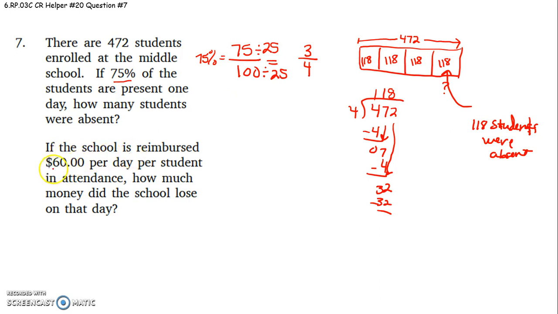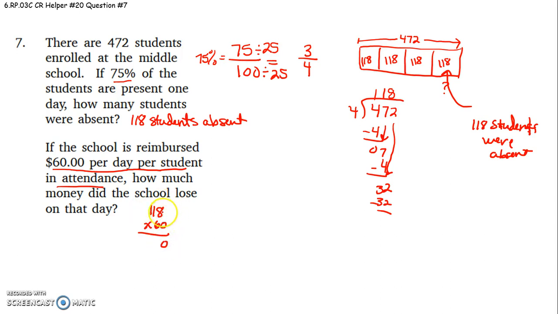If the school is reimbursed $60 per day per student in attendance, how much money did the school lose that day? So if 118 students weren't there, you have to do 118 times 60 because that school is losing out on $60 for every student absent.